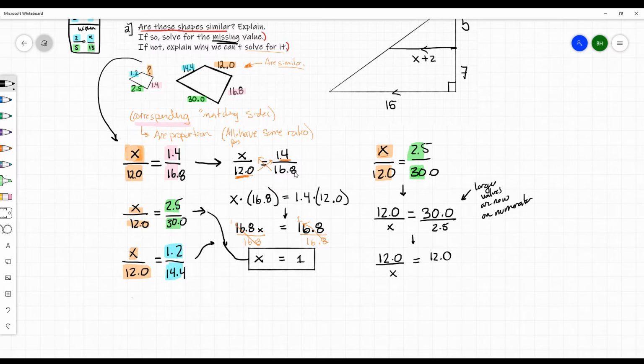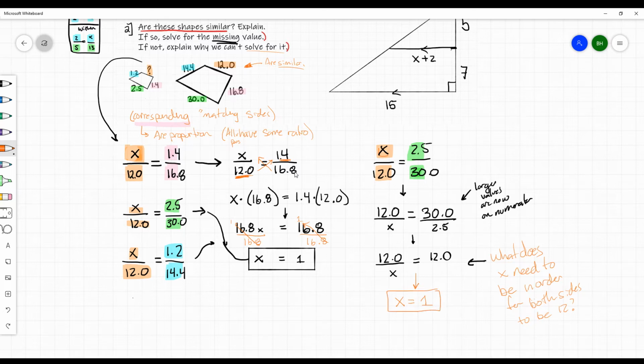And so if you were to read this problem and think to yourself, what does x need to be in order to equal 12, in order for both sides to be equal, then you would see that the only thing that would make sense is if this x equaled 1, because 12 divided by 1 is 12. So you can come down here and effectively also say that x equals 1.